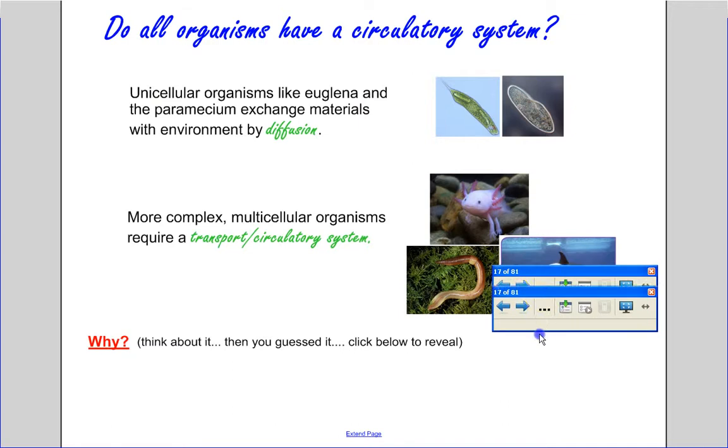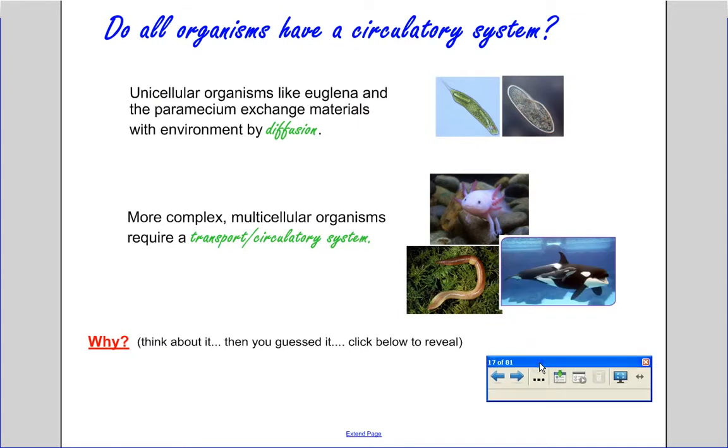Do all organisms have a circulatory system? No. The simplest organisms are so small, like the unicellular euglenas and paramecium that we've studied, that all they need is simple diffusion. If they're one cell big, then materials just exchange in and out of their cell. But more complex multicellular organisms require a circulatory system in order to get materials to every cell, or from every cell to where they have to go.